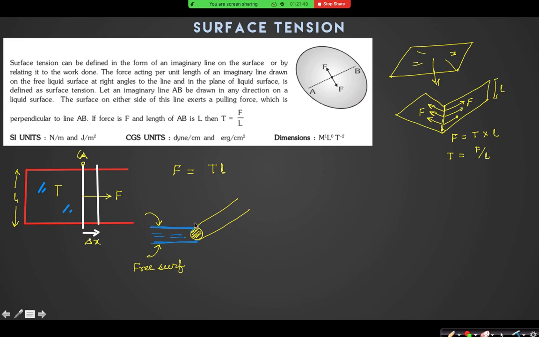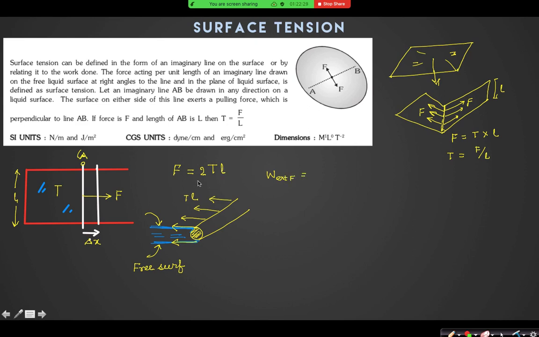So if I apply some force of surface tension, you will find the surface tension force T into L is acting on the top surface as well as on the bottom surface. So the force of surface tension is 2TL. Always remember that you have to consider this force with the number of liquid free surfaces. So what is the work done by this external force F?